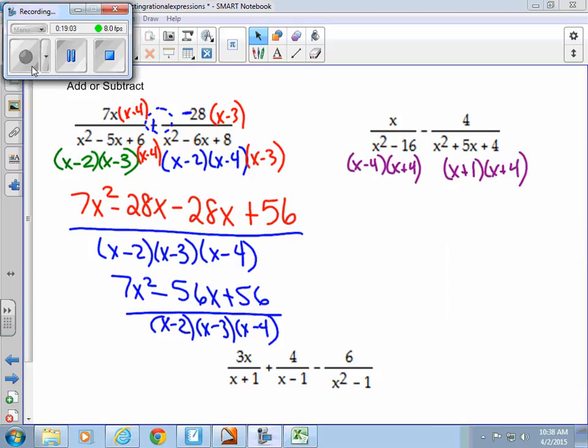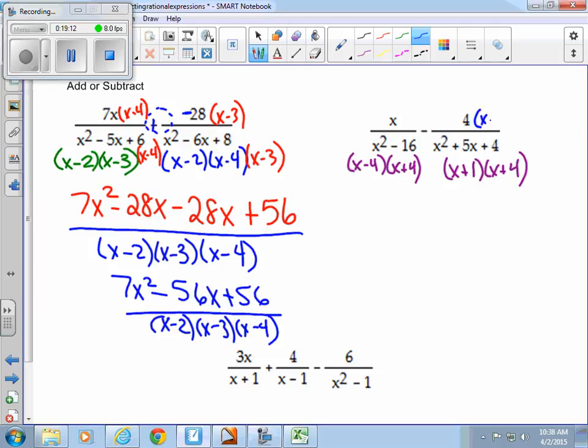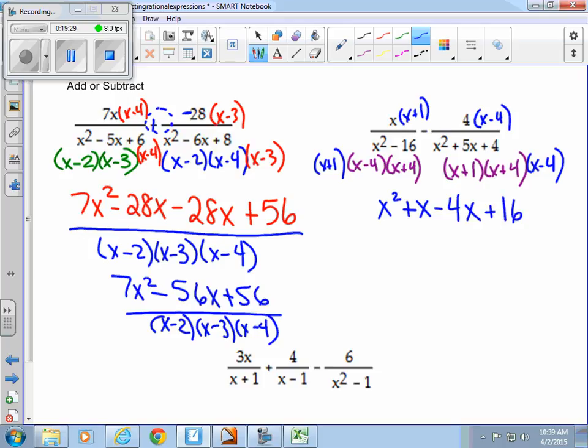Okay, so on the right hand side, what do we need on the right? X. On the left, we need... and so I get x squared plus x minus 4x plus 16. Why plus 16? Because the negative follows it. Oh, okay. This negative goes to everything on the top.